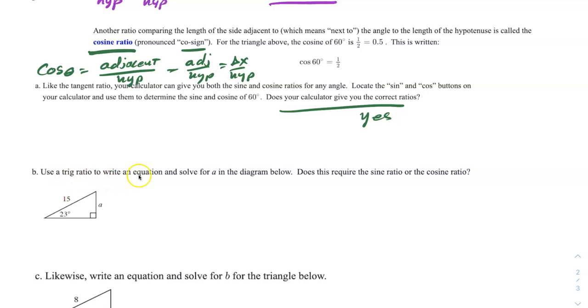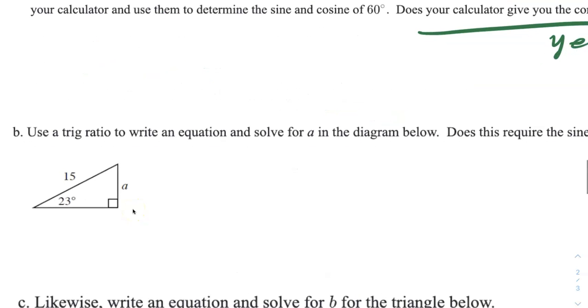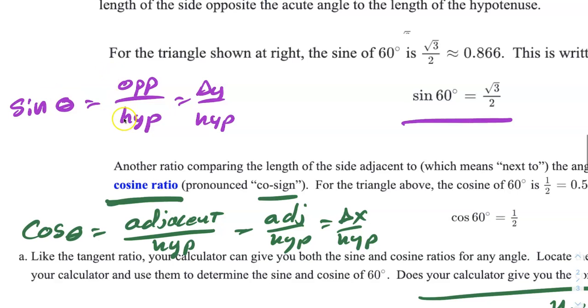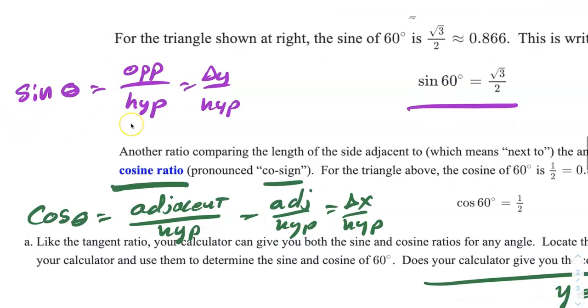Use the trig ratios to write an equation and solve for A in the diagram below. So if I was going to solve for this, you want to highlight your angle and then label the sides. The one across from the angle you're talking about is opposite. The one across from the right angle is always your hypotenuse. And then this side here would be your adjacent, the one next to it. Now in this case, I only have a value for opposite, and I have hypotenuse. So I want to find a ratio that has opposite and hypotenuse. Cosine is adjacent over hypotenuse, and sine is opposite over hypotenuse. So that's the one we use.